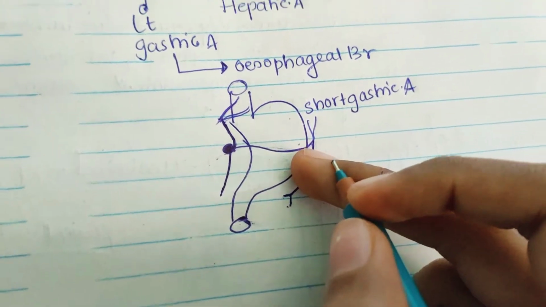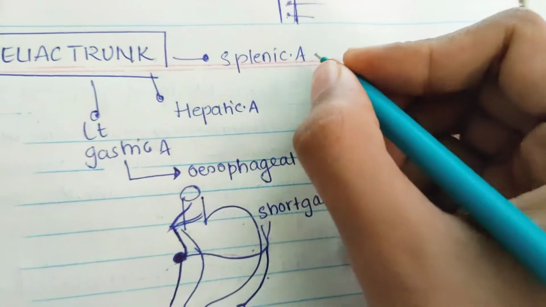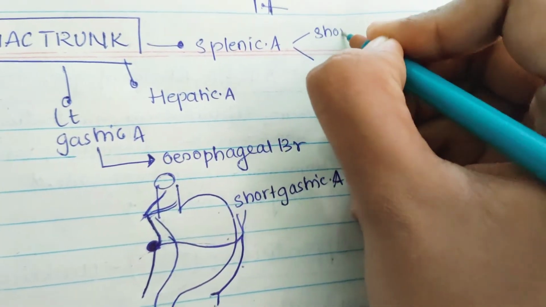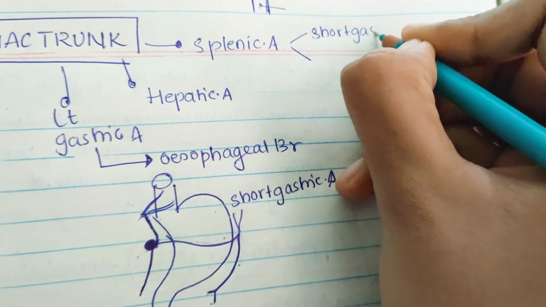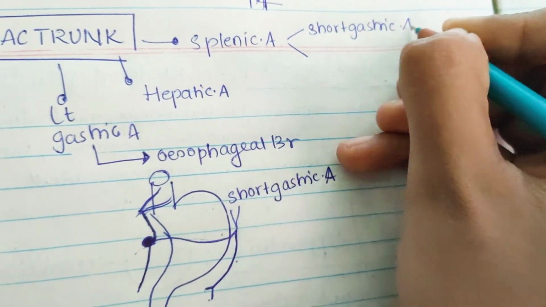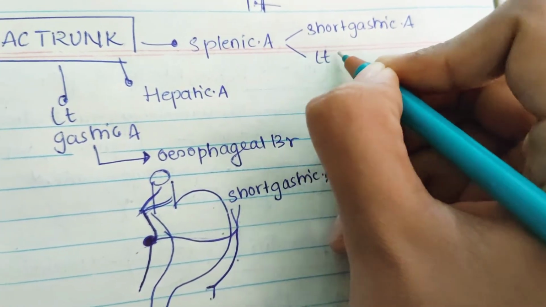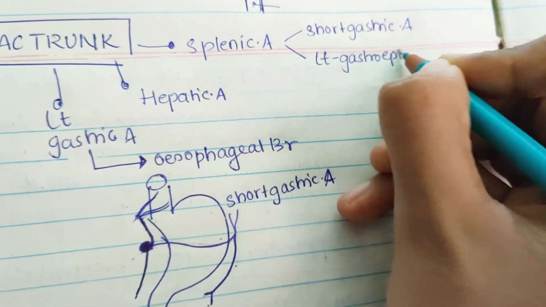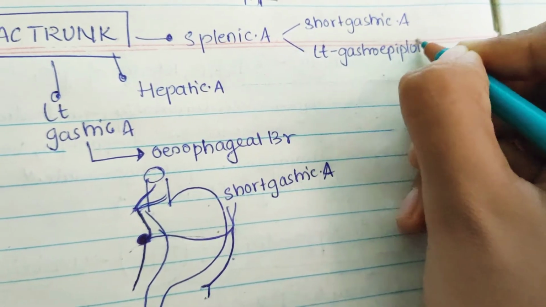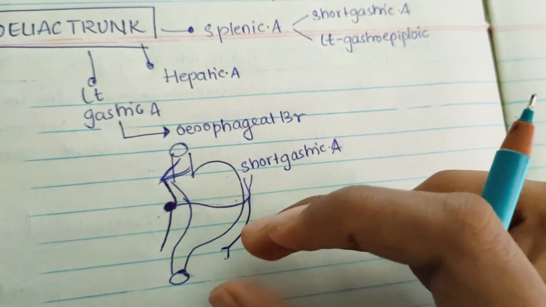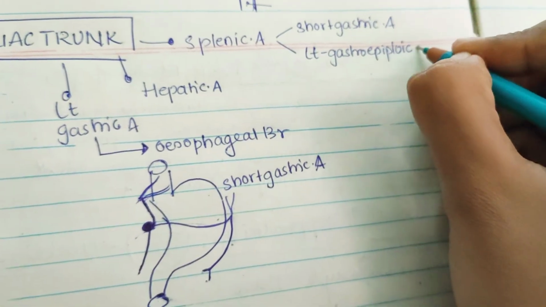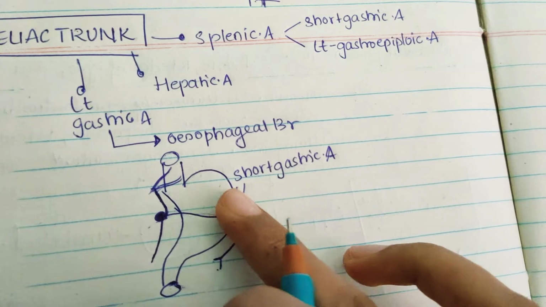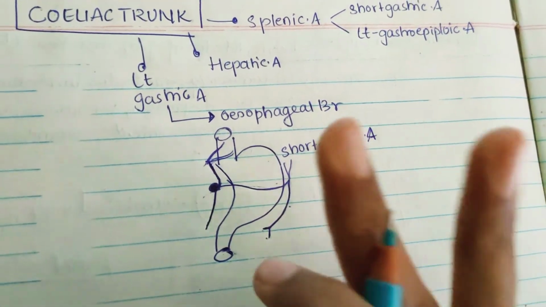So we will write it down over here. The splenic artery is giving two branches. One is the short gastric artery and the other one is the left gastroepiploic. So why is this artery given the name epiploic? You can remember it like this: it is near the epiploic foramen. Just for example I am saying. Okay, left gastroepiploic artery. Why short gastric artery? Because they are really short. Okay, so we are done with the splenic artery branches.